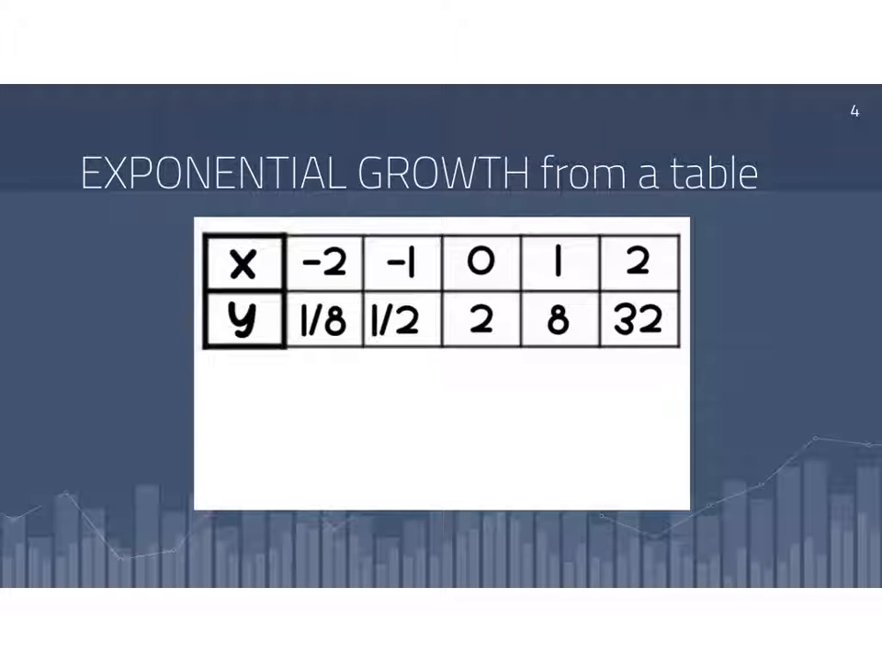So looking at exponential growth from a table, we know that x is going up 1 each time, and we are multiplying by 4 each time. So b is going to equal 4. For my initial value, I'm going to find where x equals 0. So then the equation for this function would be y equals 2 times 4 to the x power.